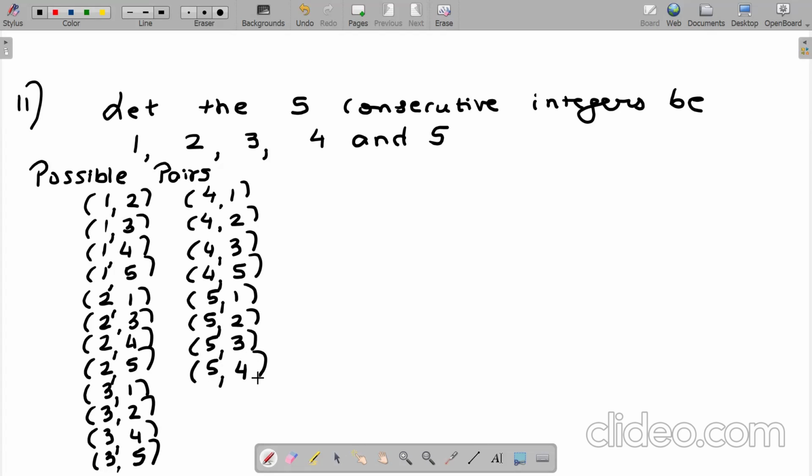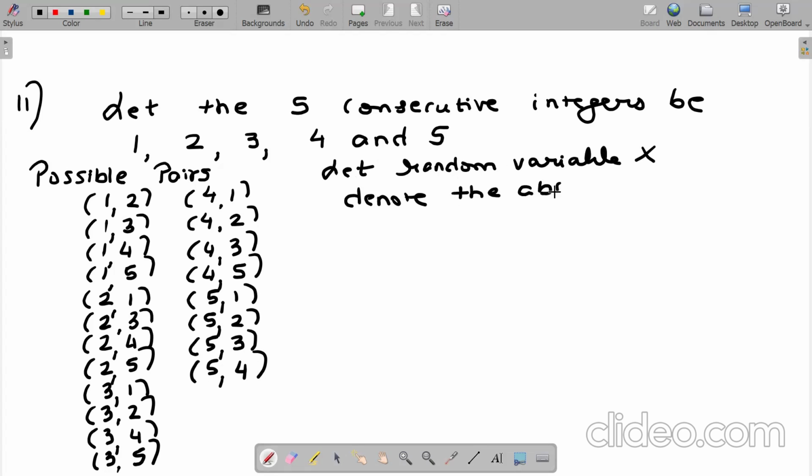Now, what are the absolute differences? Let the random variable x denote the absolute difference between the two integers. Absolute means I take the modulus. It denotes the absolute difference between the two integers.